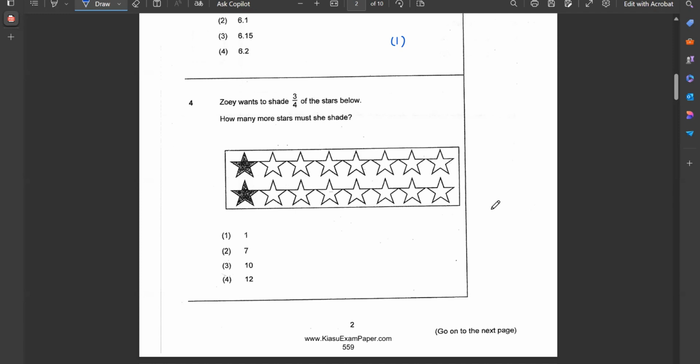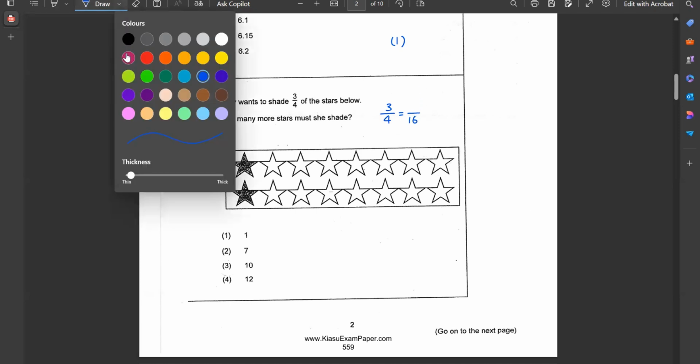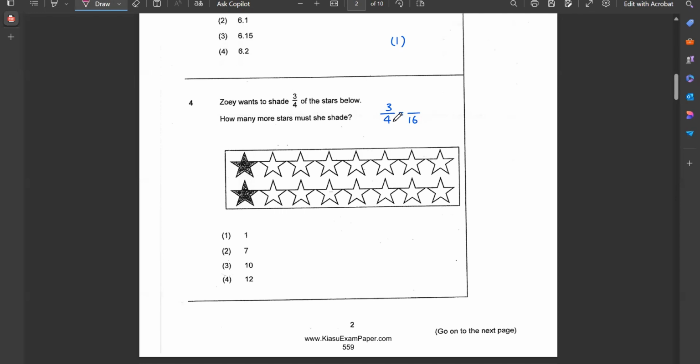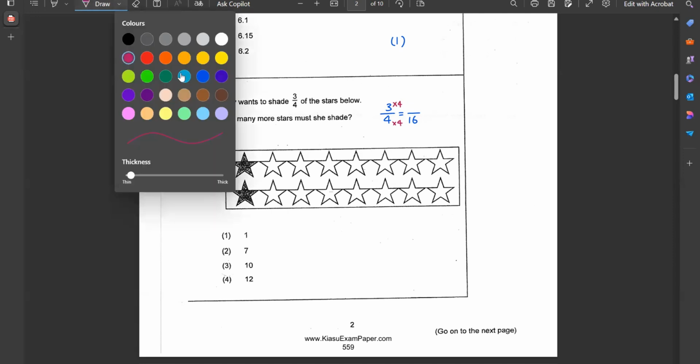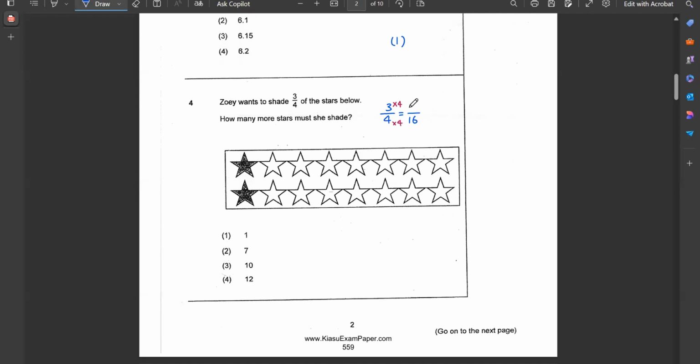8 plus 8, right? That means my 3 over 4, I need to change the denominator to a 16. To do that, I have to times 4 to get to 16. And do the same for the top, times 4 as well. So now you can figure out the new numerator, which is 12 over 16. That's your new fraction. That means out of 16 stars, I need 12 to be shaded.